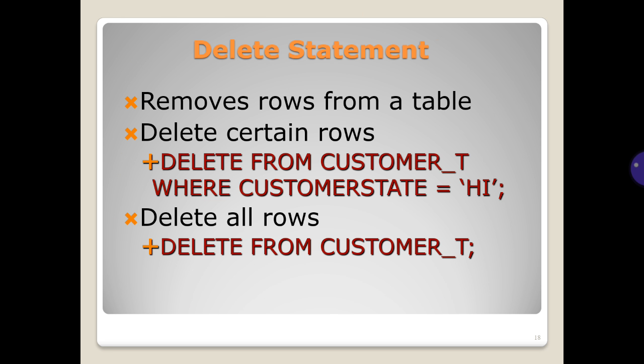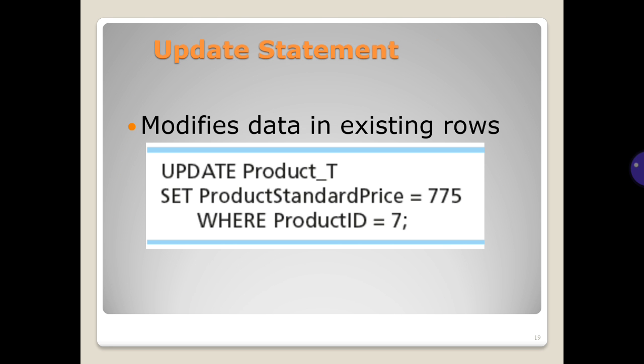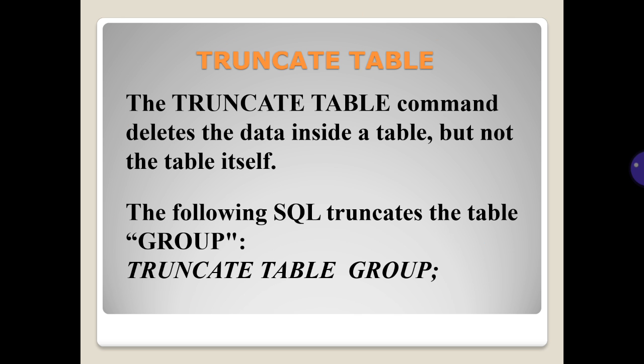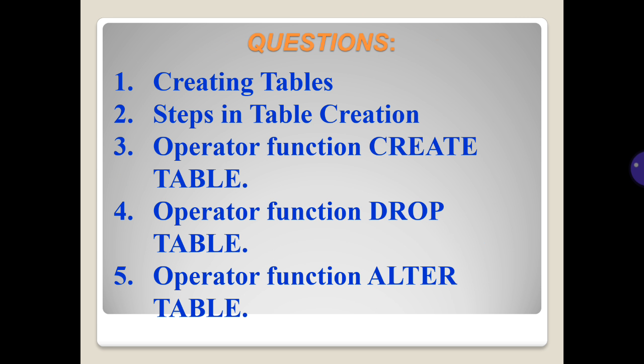The delete statement removes rows from a table: delete certain rows, or delete all rows. The update statement modifies data in existing rows. Truncate table. The truncate table command deletes the data inside a table but not the table itself. The following SQL truncates the table group. Truncate table group.